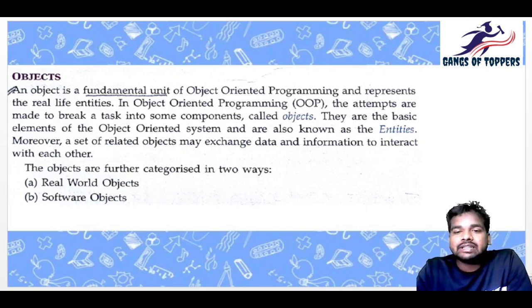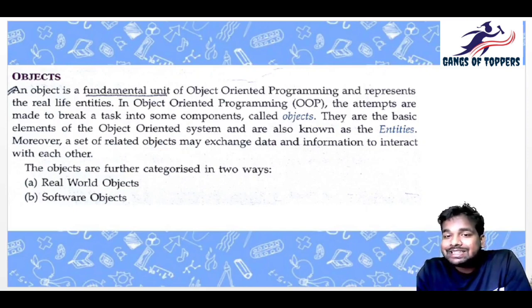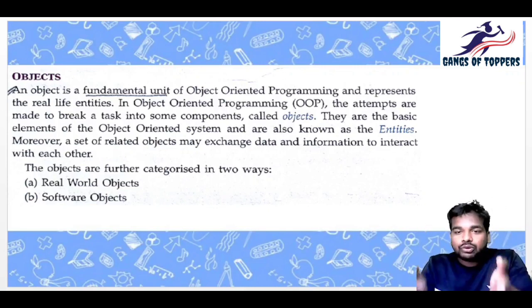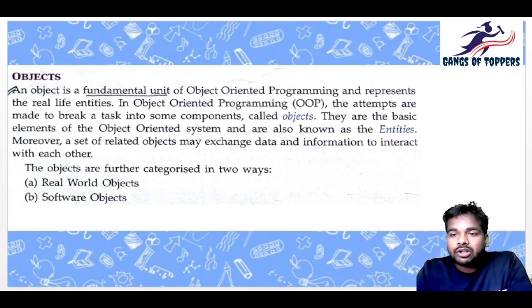They are the basic element of the object-oriented system. We have just studied that object is the fundamental unit of the program. Attempts are made to divide the task or the program into sub components, and that is called object. The objects are the basic element of the object-oriented system and are known as entities.